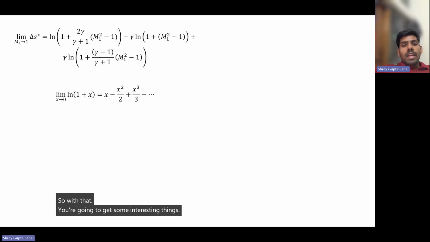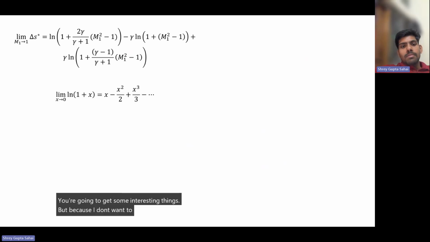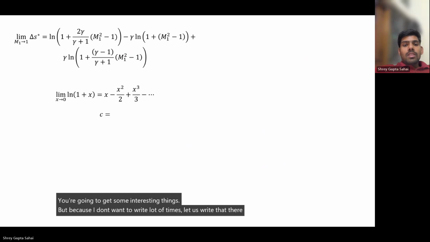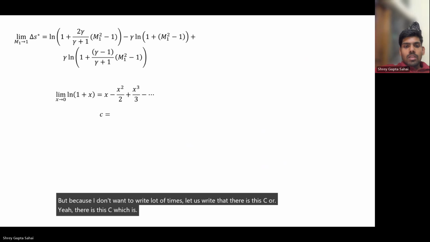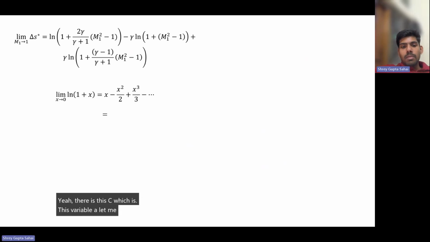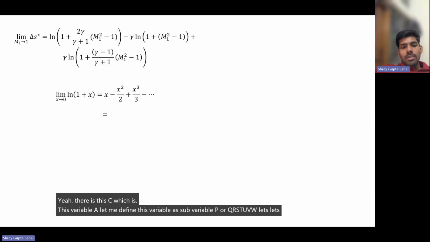But because I don't want to write a lot of times, let us write that there is this variable. Let me define this variable as some variable p, q, r, s, t, u, v, w. Let's just define it as a.